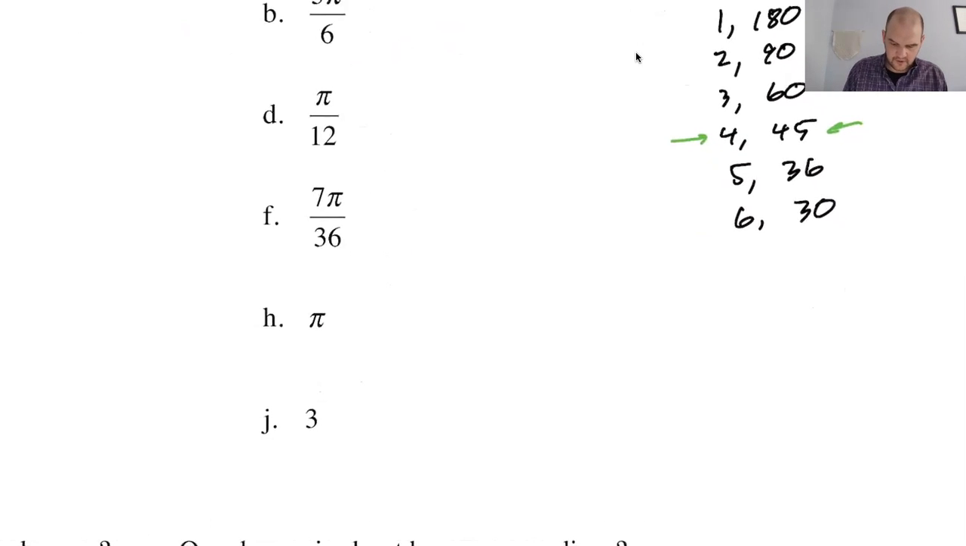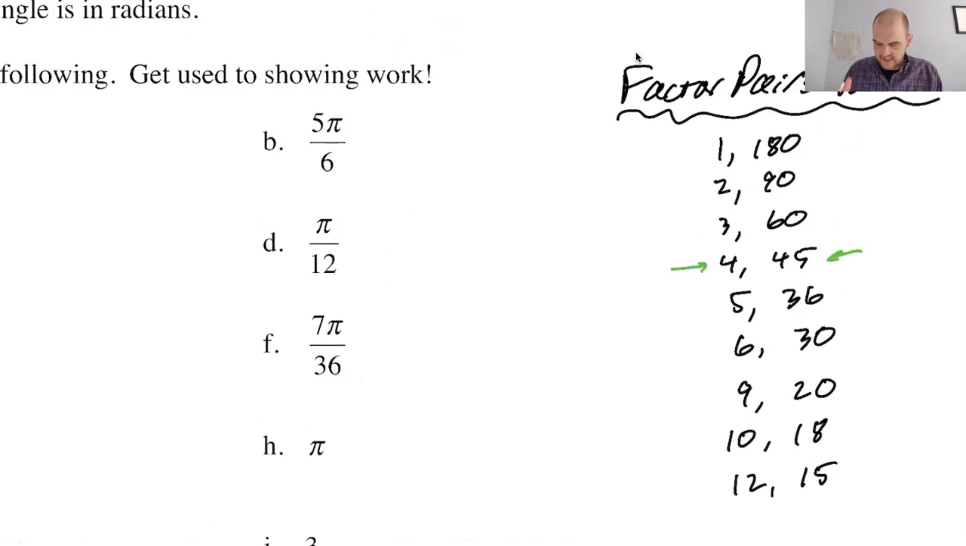9 does work. So 9 will give me 20. 10 obviously works. 10 and 18. 11 doesn't work. 12 does work. 12 and 15. 13 doesn't work. 14 doesn't work. And then we're just at 15 and we're going back down. So these are your factor pairs that give you 180.